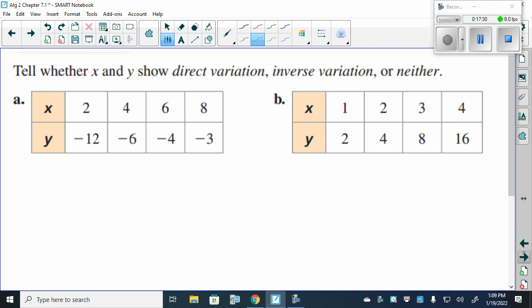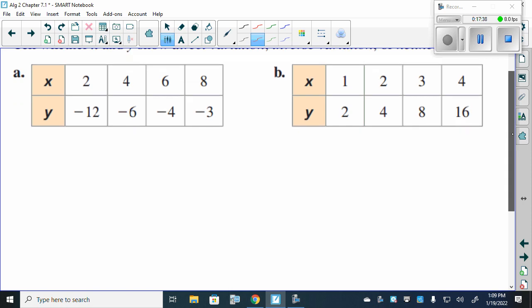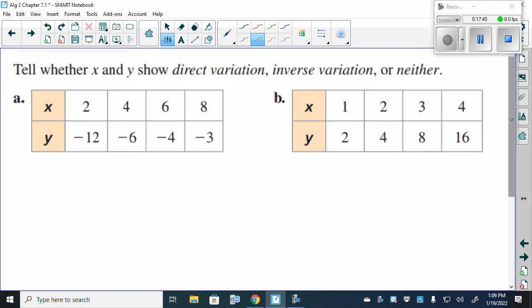Tell whether x and y show a direct, inverse, or neither. Direct variation, inverse variation, or neither. It's neither, Trey. So let's see. I think it's right.